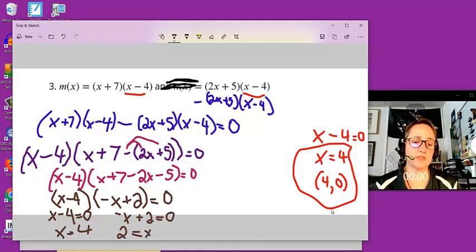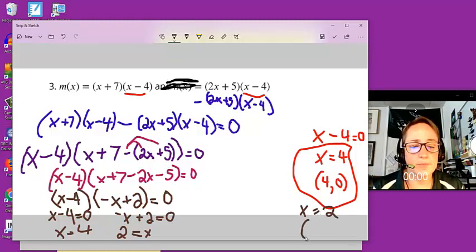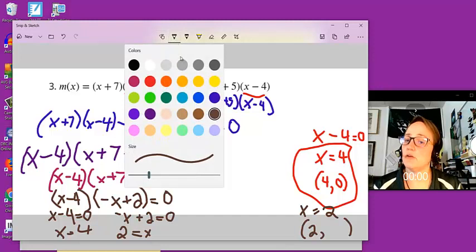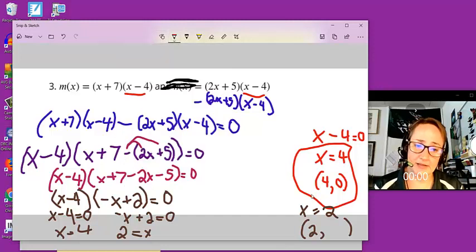So one of my points of intersection is at 4, 0, the common 0 that they already had. My other answer is that x equals 2. And I have to find out what my output is. What is the y coordinate that goes with it? The only way to find it is to plug it back into the original. So I can plug it into either side and check it. So plugging in 2, I'm going to work here on the right hand side just because it's closer to where I put my answers.